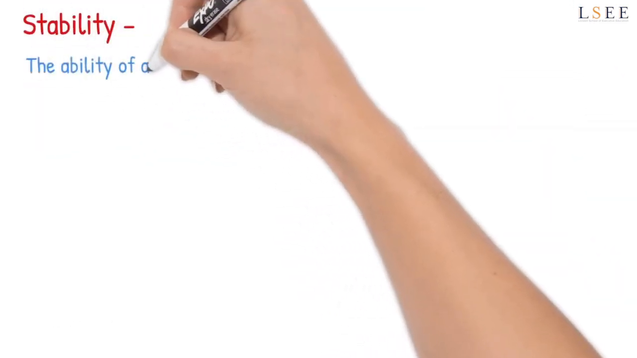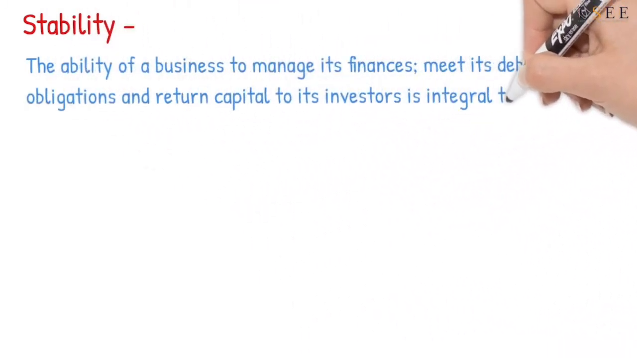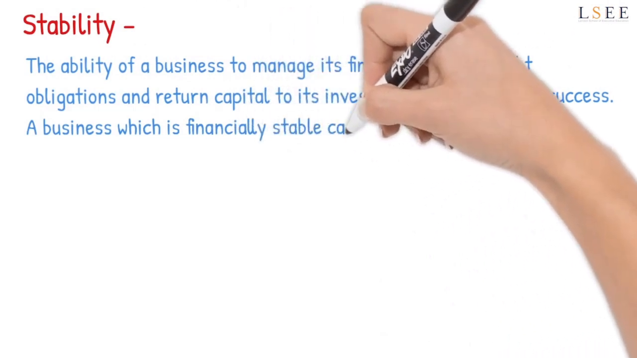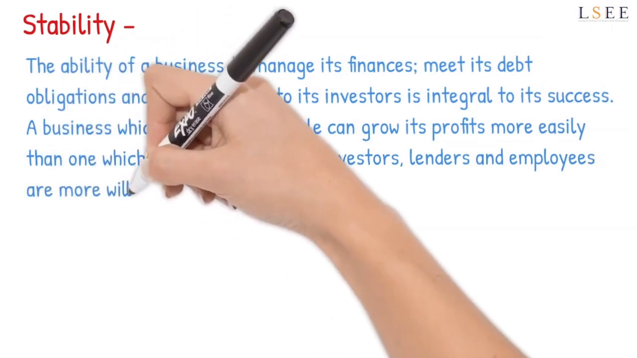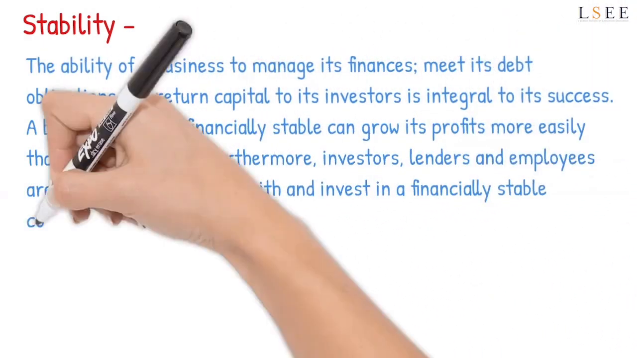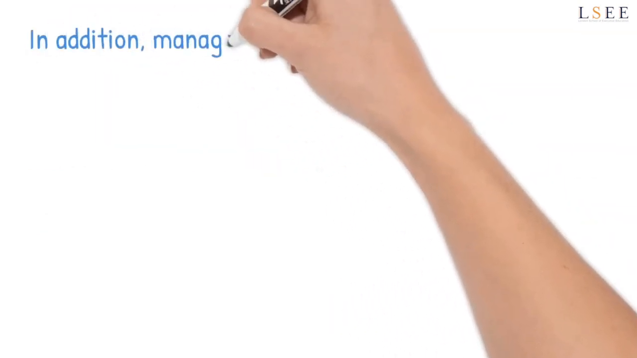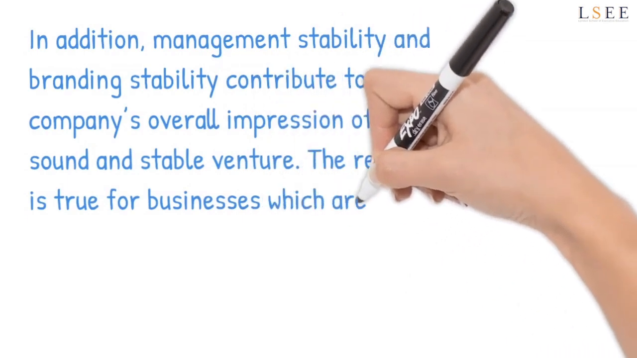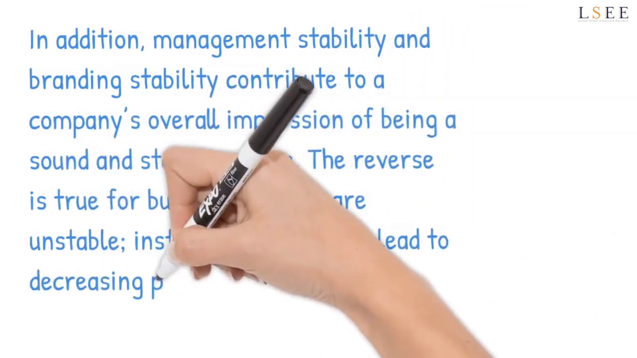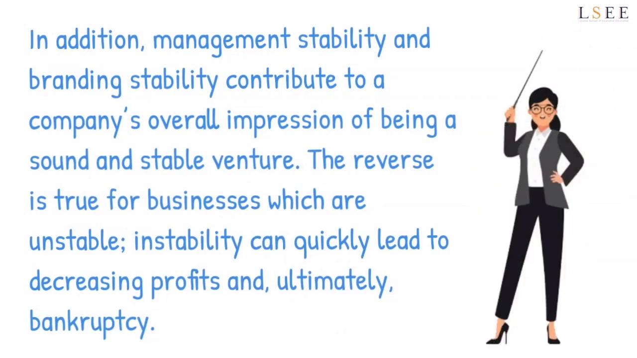Stability. The ability of a business to manage its finances, meet its debt obligations and return capital to its investors is integral to its success. A business which is financially stable can grow its profits more easily than one which is not. Furthermore, investors, lenders and employees are more willing to engage with and invest in a financially stable company. In addition, management stability and branding stability contribute to a company's overall impression of being a sound and stable venture. The reverse is true for businesses which are unstable. Instability can quickly lead to decreasing profits and, ultimately, bankruptcy.